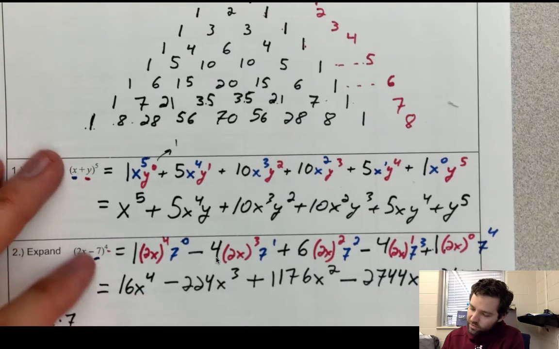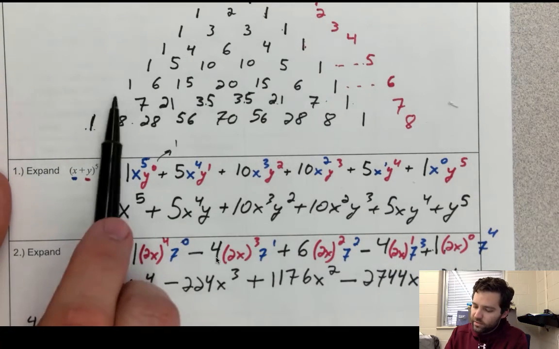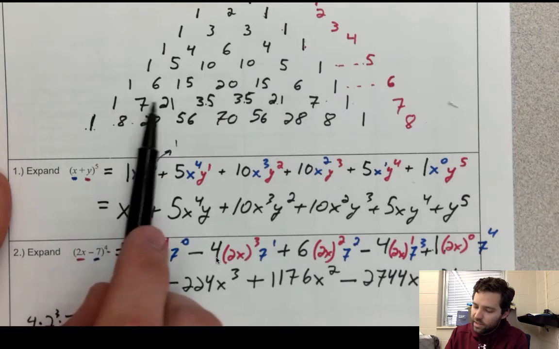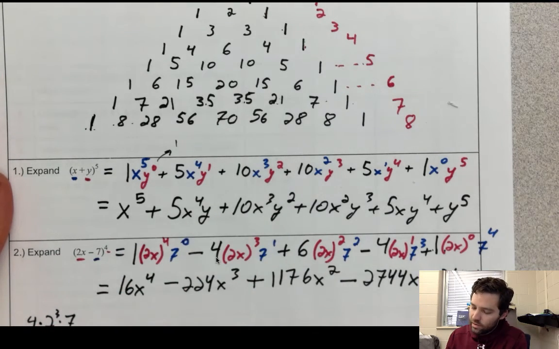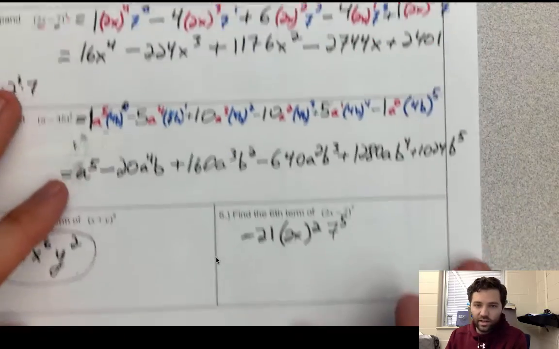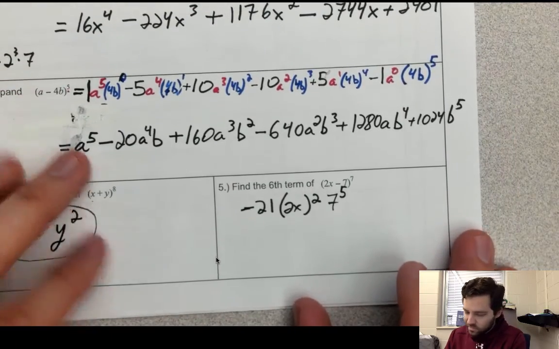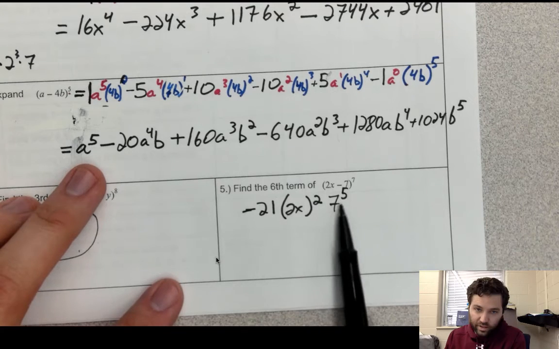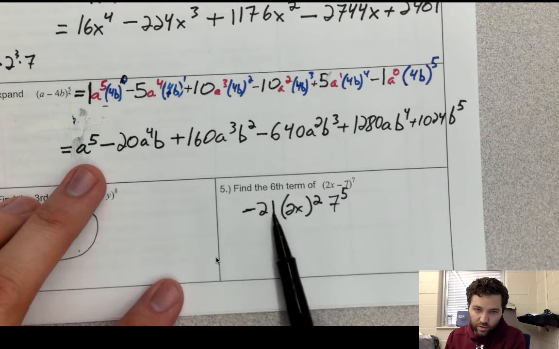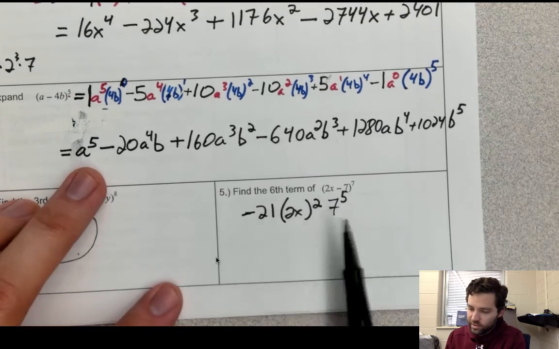And then is it going to be positive or negative? Well, we know the first term is always positive. So it's going to go positive, negative, positive, negative, positive, negative. So it'll be negative out in front. Okay? And you couldn't see any of that, I'm sorry. Okay? So anyway, 2x to the second, 7 to the fifth, negative out in front, 21. Okay, you could see all of that in Pascal's triangle. That was more important anyway.